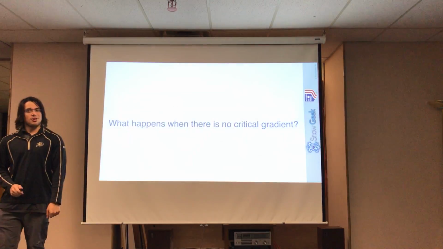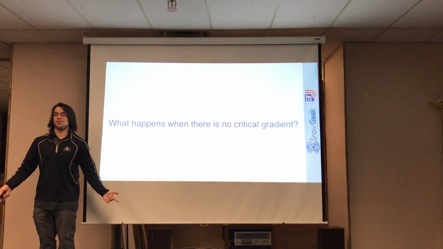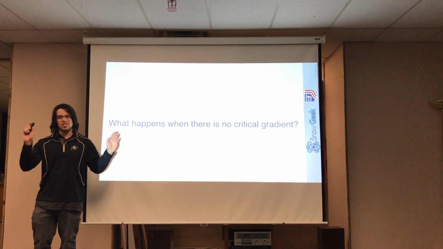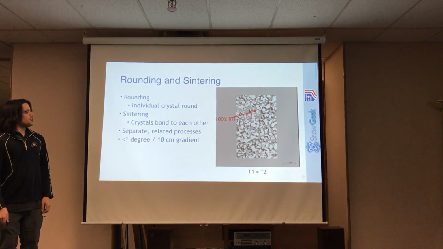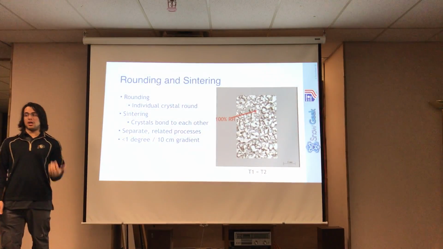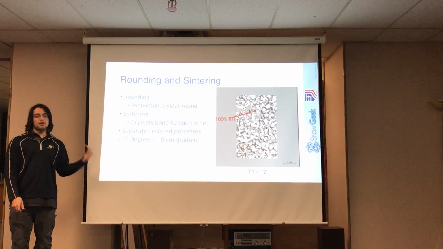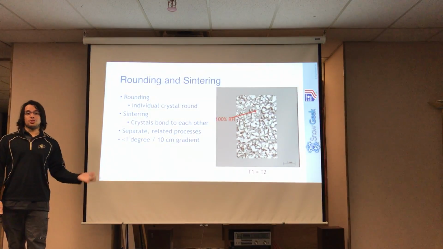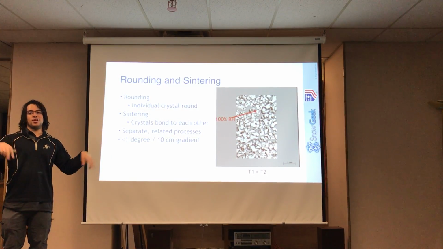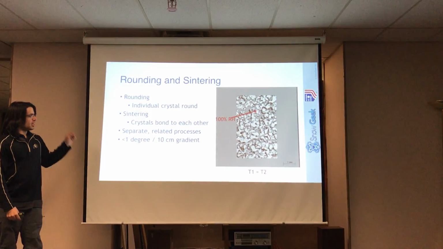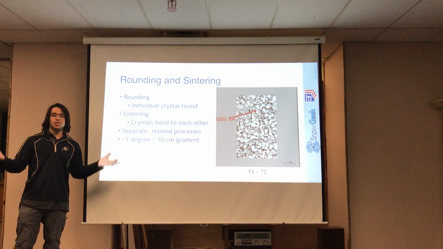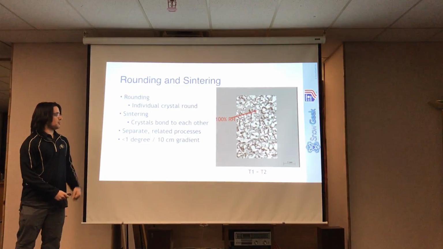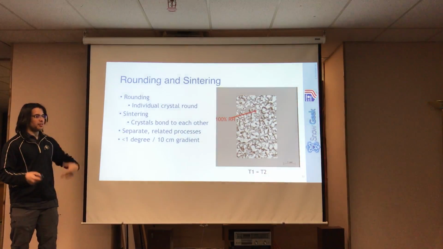So the natural question is, what happens when there's no temperature gradient, or when it's so low that you don't worry? What happens is a process called rounding and sintering. Rounding is when individual snow crystals go from pointy to round, and sintering is when those crystals bond to each other. These are separate but related.